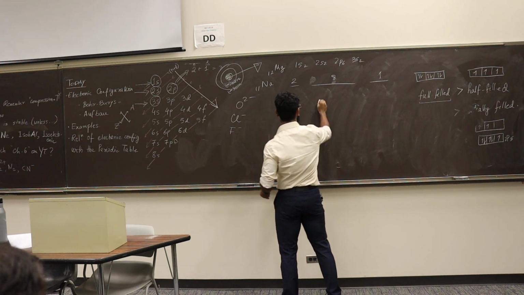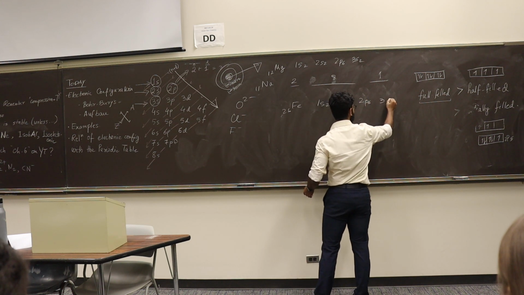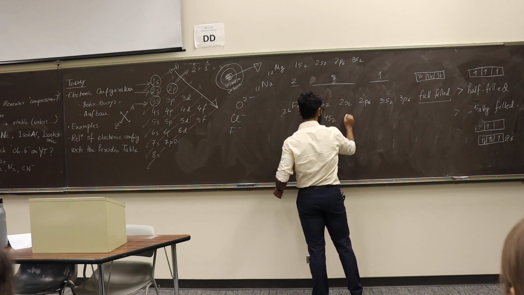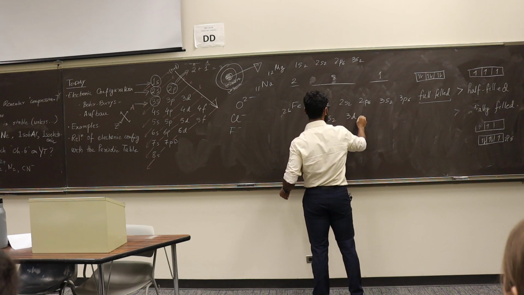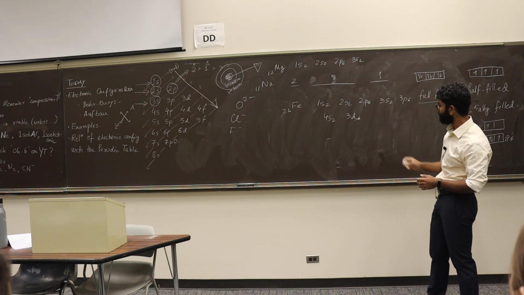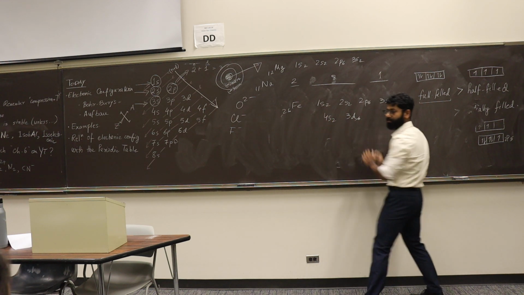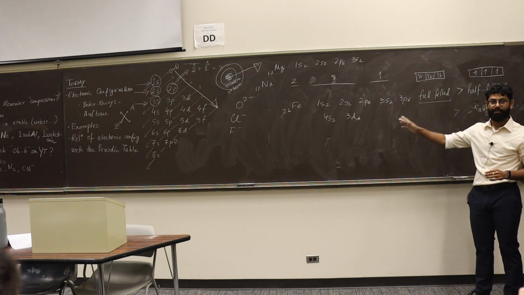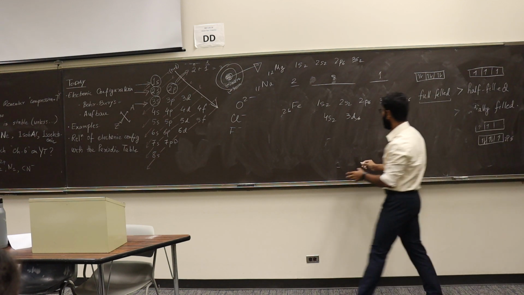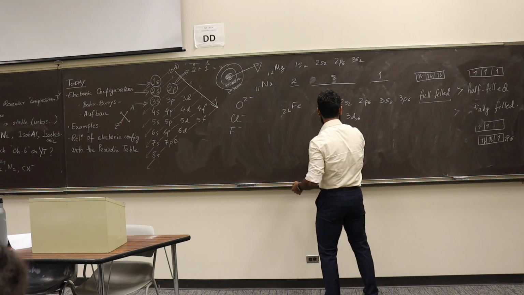So it's 26: 1s2, 2s2, 2p6, 3s2, 3p6, 4s2, 3d6. So this is 10, 20, 26. Is everyone fine with this? Okay, so now let's go with the last ones that got filled in, 4s2 and 3d6.